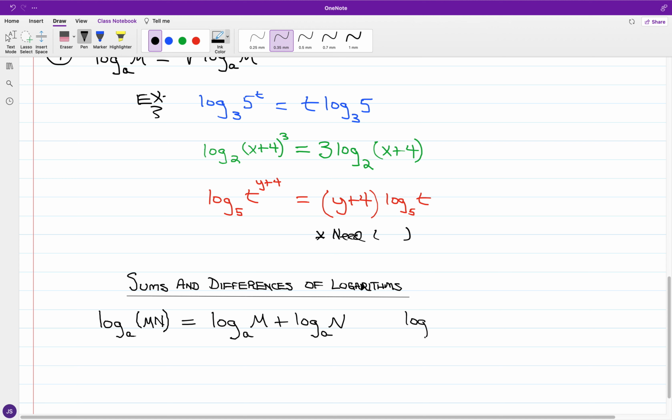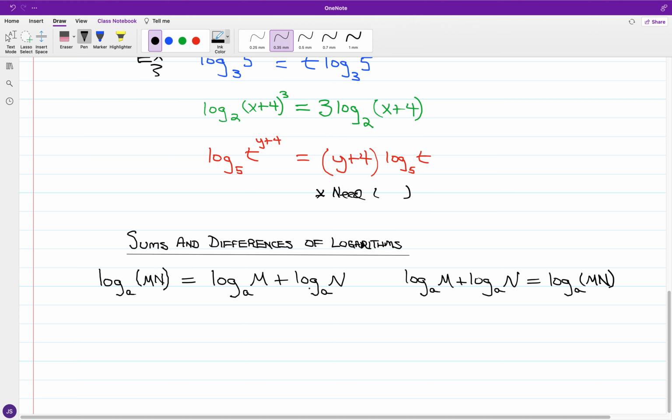In terms of combining logarithms, it also works the other way. The base a logarithm of m plus the base a logarithm of n: in the case of combining logarithms, addition implies multiplication, so you get the base a logarithm of m times n. This is the case for sums of logarithms.